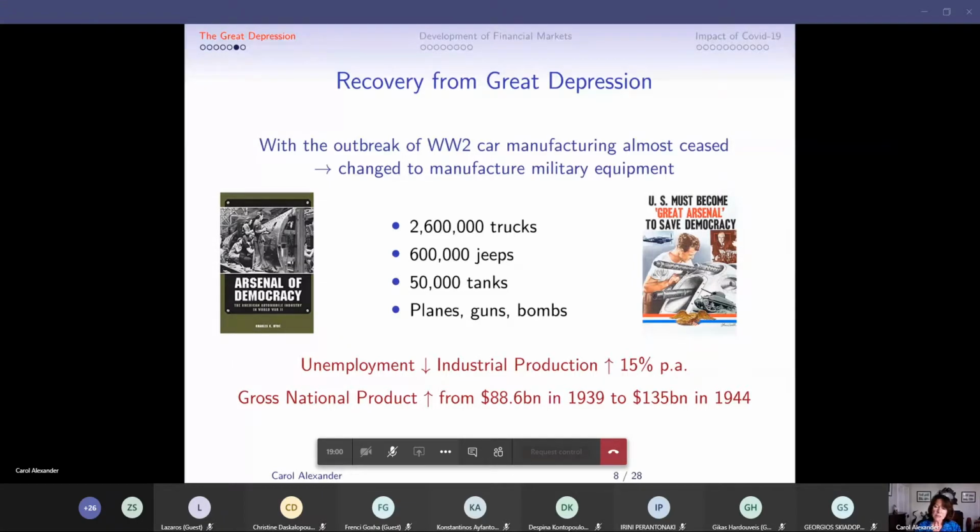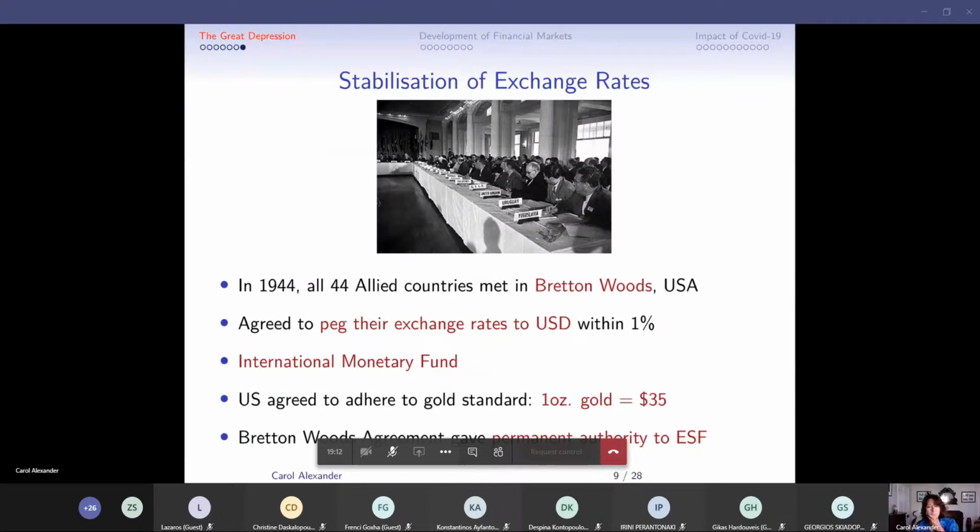Industrial production increased by 15% each year during the war, and gross national product increased from $88 billion to $135 billion by the end of the war. And towards the end of the war in 1944, all of the 44 Allied countries met in Bretton Woods, USA. Here's a picture of the United Kingdom sitting next to Russia, in between Russia and Uruguay, and represented by John Maynard Keynes. And Harry Dexter White, the economist, represented the US.